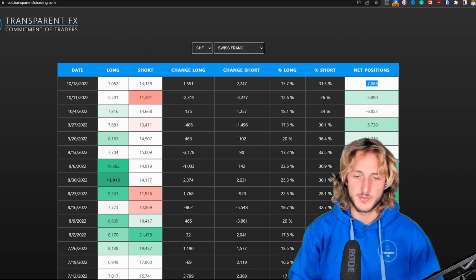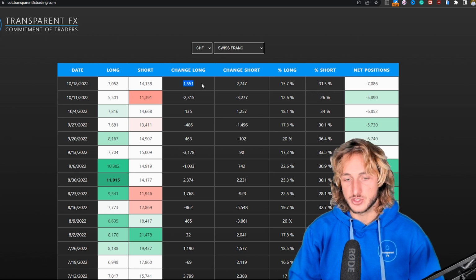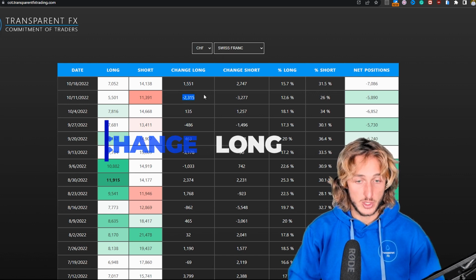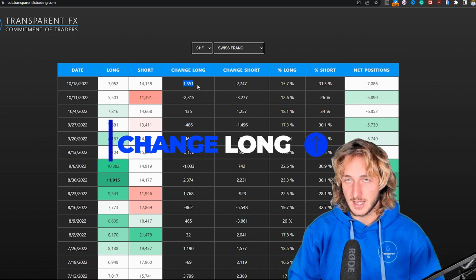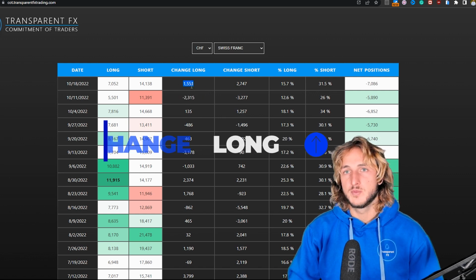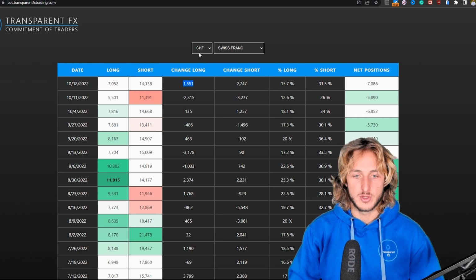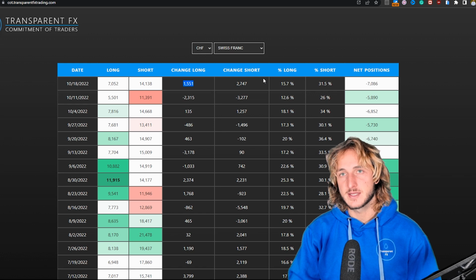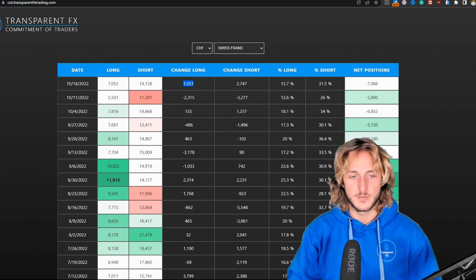Important to notice, however, is that with the last report, we have seen 1.5k longs added, suggesting that we're not seeing longs closed anymore, but now longs getting added, which means that this could be the start of an accumulation of longs on the CHF, which could then follow also with closing of shorts, but that is something that we would see with the new report.